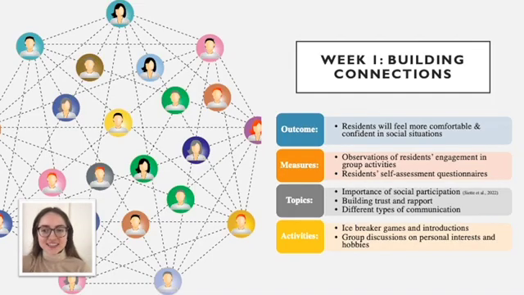Week 1 focuses on building connections, and by the end, residents will feel more comfortable and confident in social situations. This will be measured through observations of residents' engagement in group activities and self-assessment questionnaires. Topics will cover the importance of social connection and building trust and rapport with others. We will also consider the many ways we communicate, including speaking, writing, AAC, sign language and Braille.